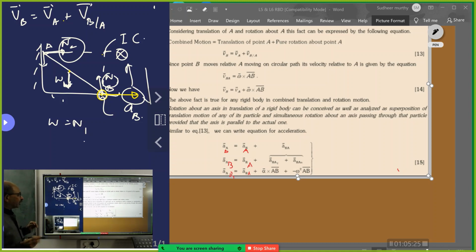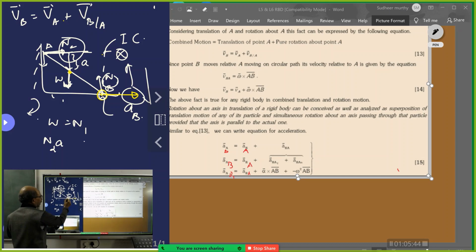Now you can also look at it the other way. Supposing you take this point and you take the moment of this force about this point. What will be the moment of this force about this point? N2 into this distance. Say this distance small a. So this is trying to rotate it like this. Now here, what is the force here? Sorry, this is N2.